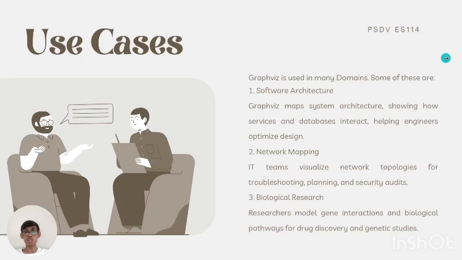Use cases for Graphviz are in software architecture, network mapping, and biological research. For software architecture, it is used to map how services and databases interact. For network mapping, it is used to visualize network topologies such as mesh topology, star topology, etc. For biological research, it is used in protein and gene interaction networks.